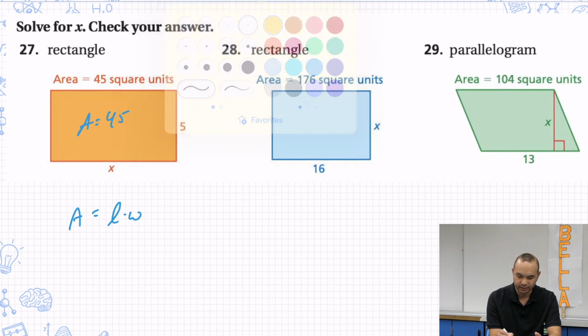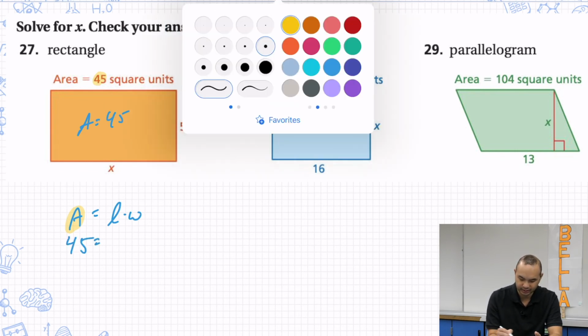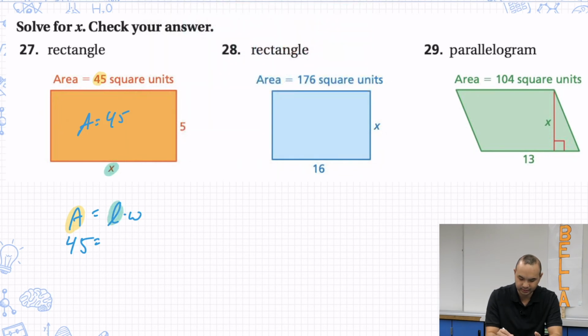So here, my area is 45, and that's the A. So I'm going to replace the A with 45. The length, we'll say x is the length, so I'm going to say that's x. And the width is 5. That's W. And I'm just going to put the 5 in front of the x. So 45 equals 5x. That makes sense because 5 times x equals 45 when you multiply them.